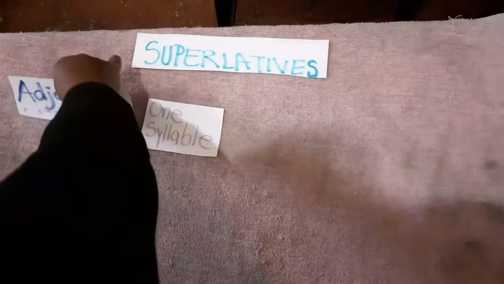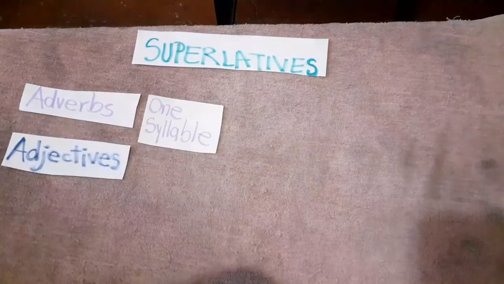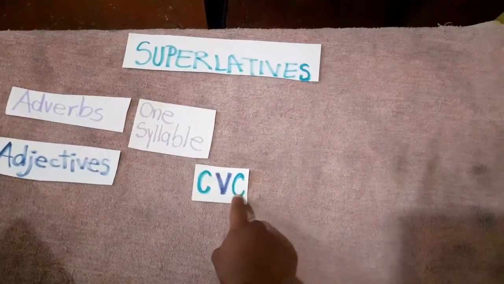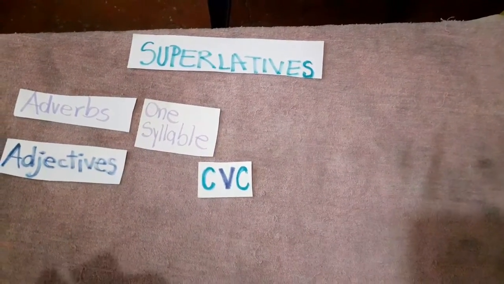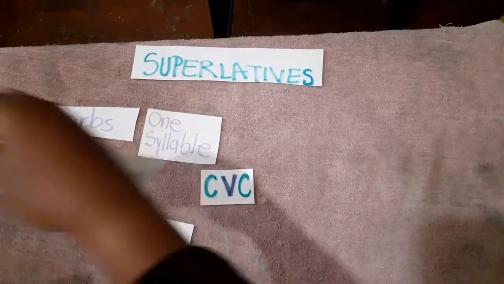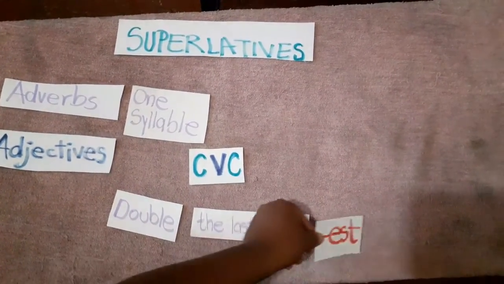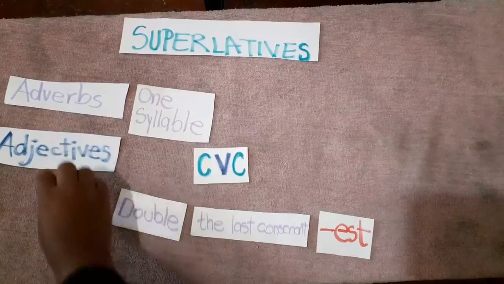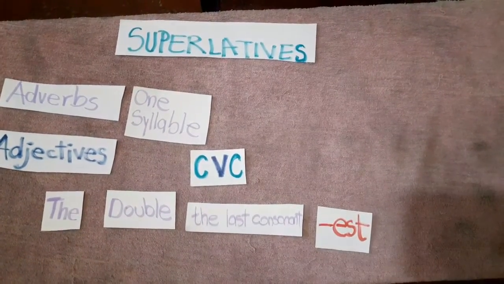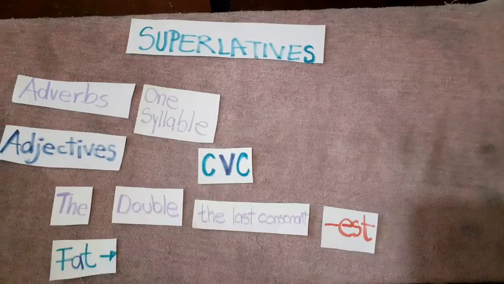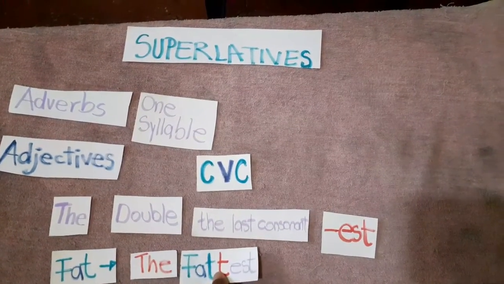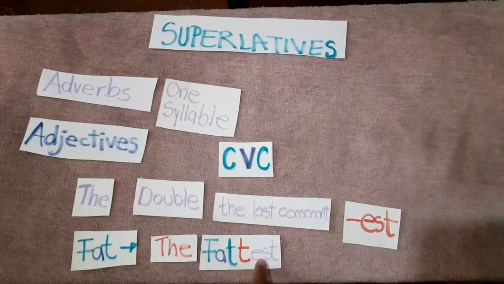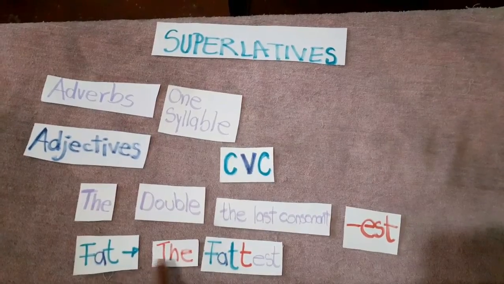One syllable adjectives and adverbs with this pattern, consonant, vowel, consonant: we double the last consonant plus est, and at the beginning we put the article the. For example, fat, the fattest. Article the, double the last consonant plus est. Fat, the fattest.